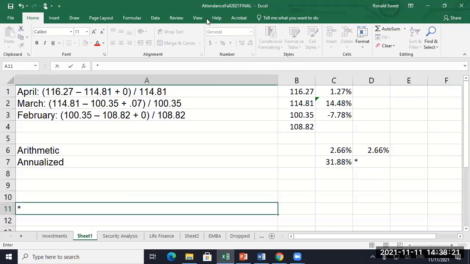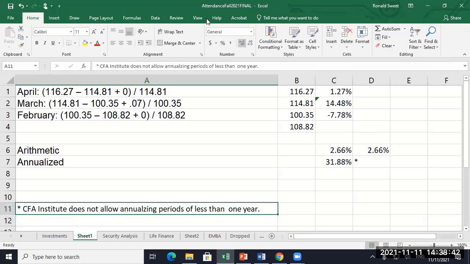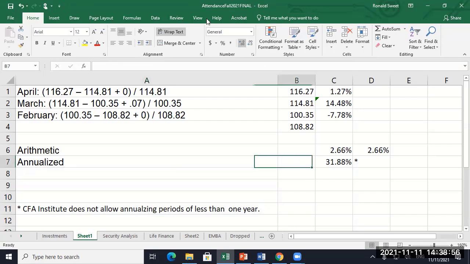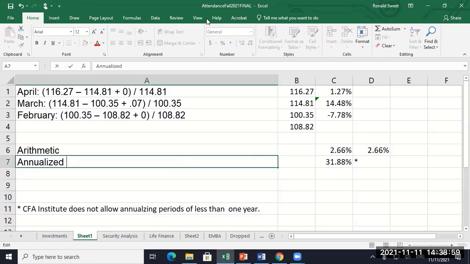Remember that asterisk? Why don't we just annualize 3 months of returns? The CFA Institute says what? Does not allow annualizing periods less than a year. Is this a terrible violation? No, because if you go on the Bloomberg machines, they annualize it even if it's one week. So Bloomberg does it. They don't have the footnote, but I want you to have the footnote so you know. So you can't annualize returns if you only have 3 months.